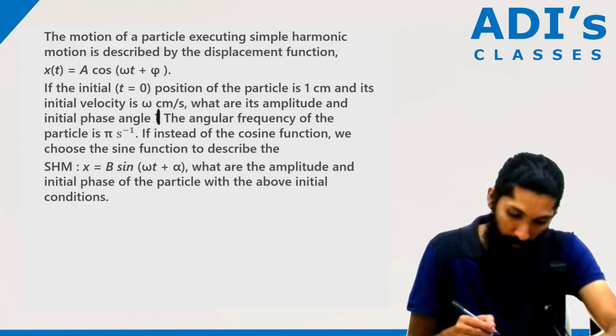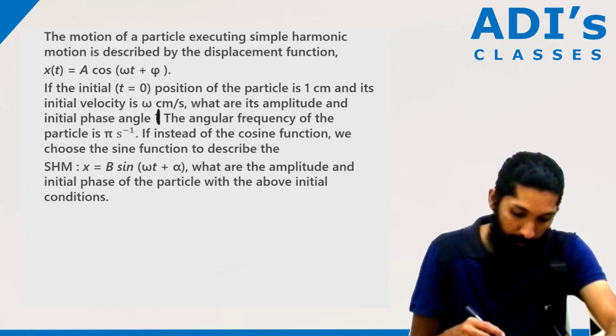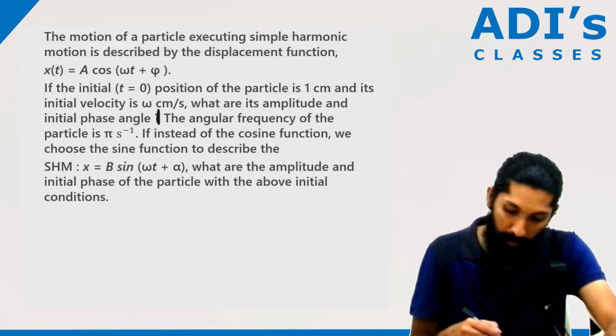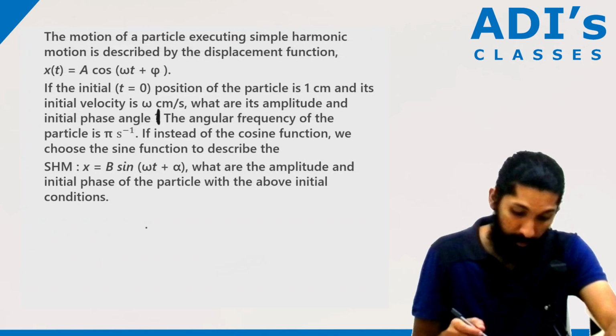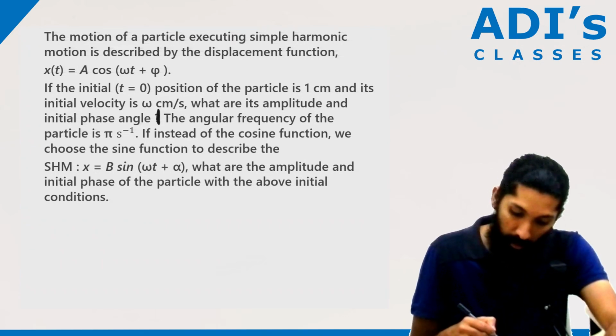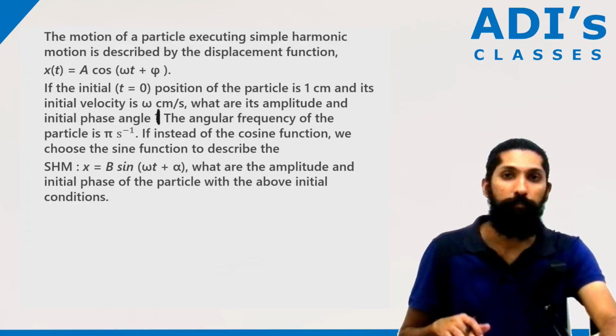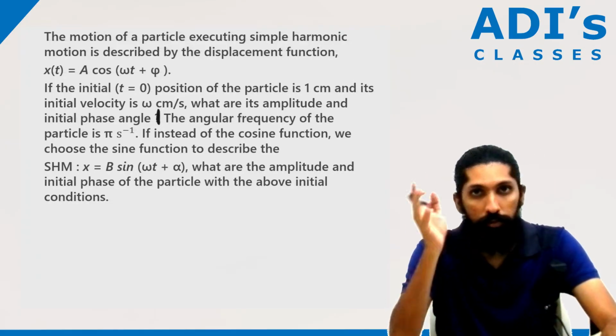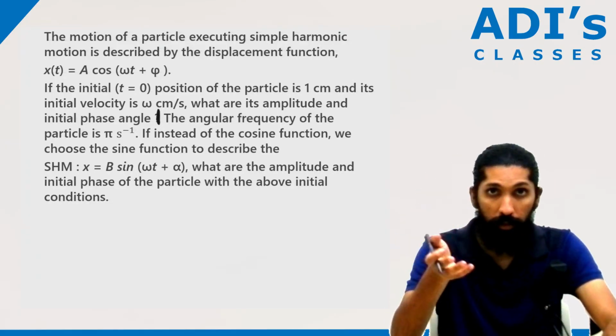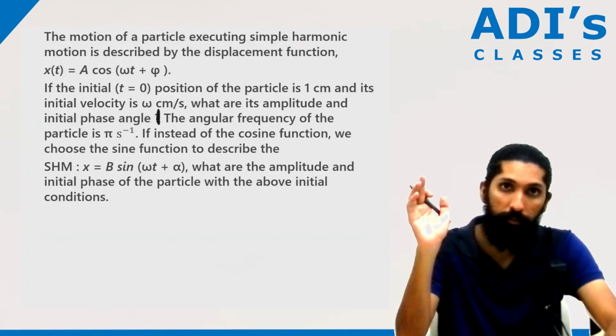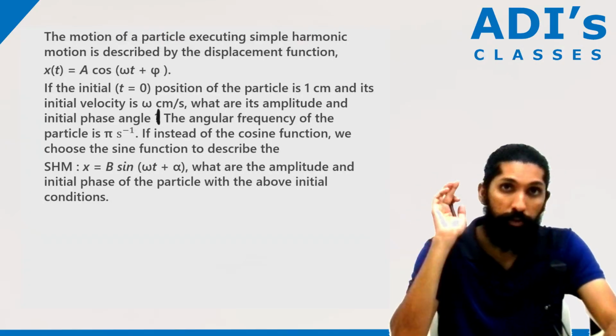Then, the angular frequency of the particle is pi per second. If instead of the cosine function we choose the sine function to describe the SHM, what are the amplitude and initial phase of the particle? There are so many parameters for this question, so let's break it down.